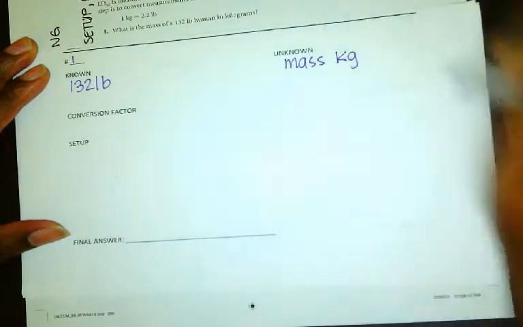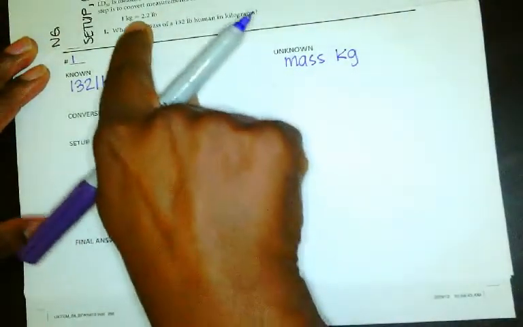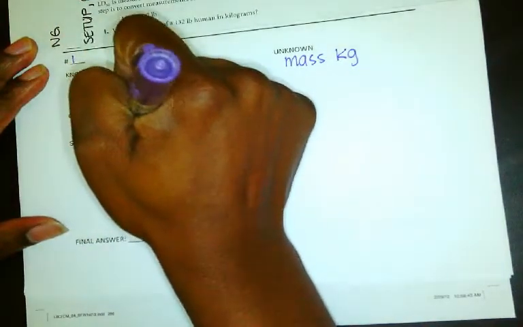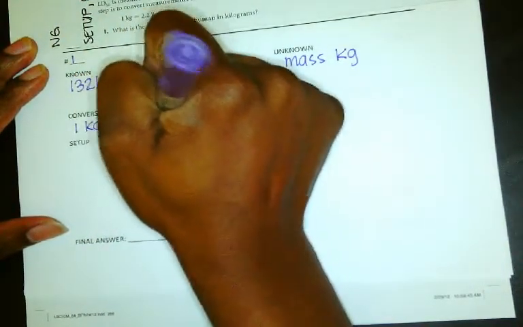It says, what is the mass of a 132-pound human in kilograms? So our known is that we have 132 pounds, and our unknown is the mass, but more specifically in kg. Our conversion factor is right there: 1 kilogram is equal to 2.2 pounds.